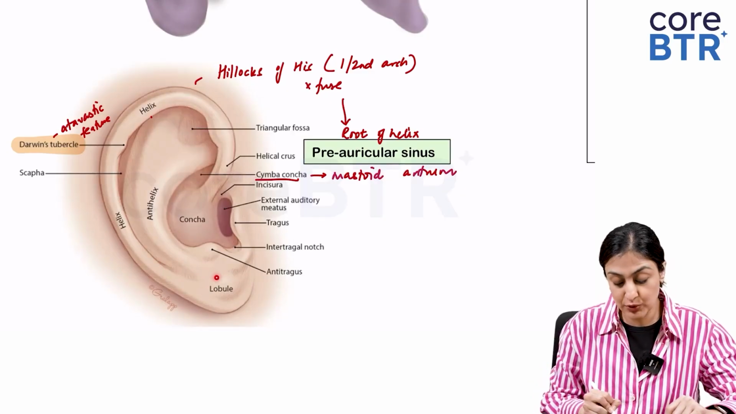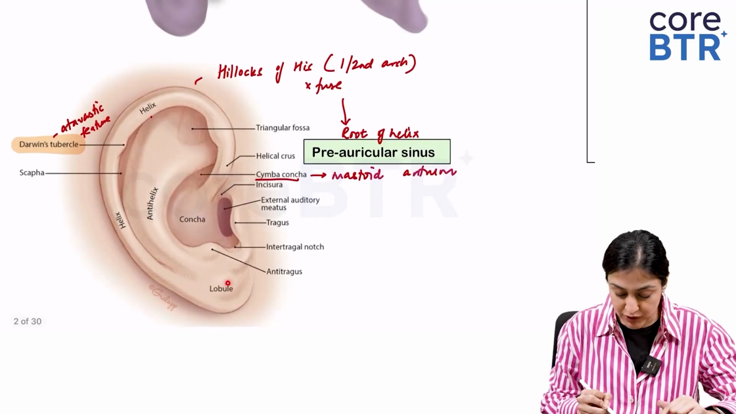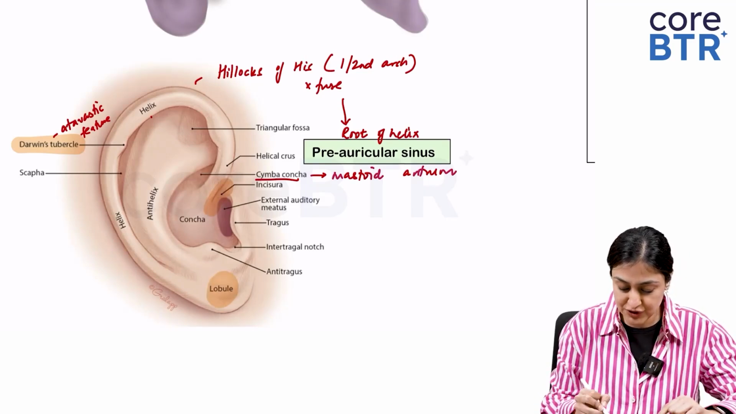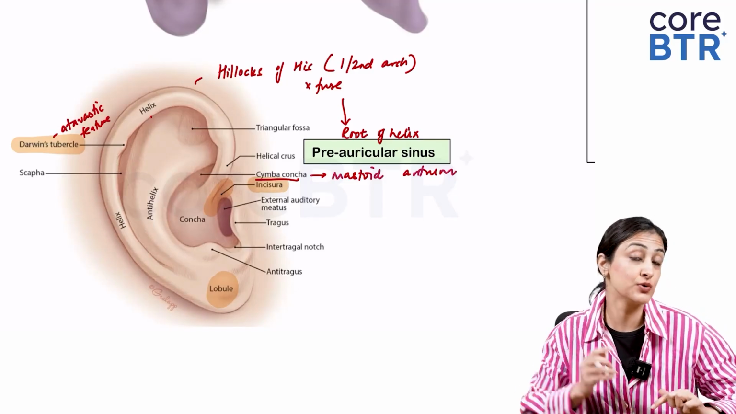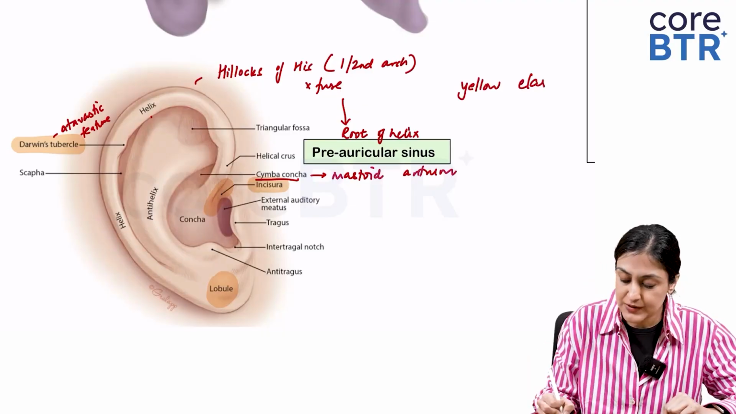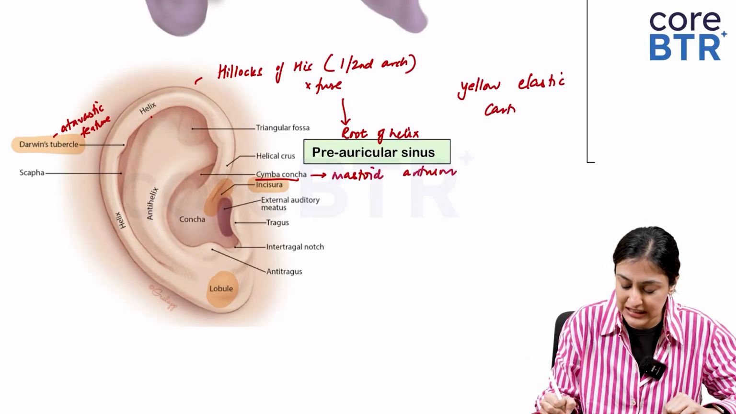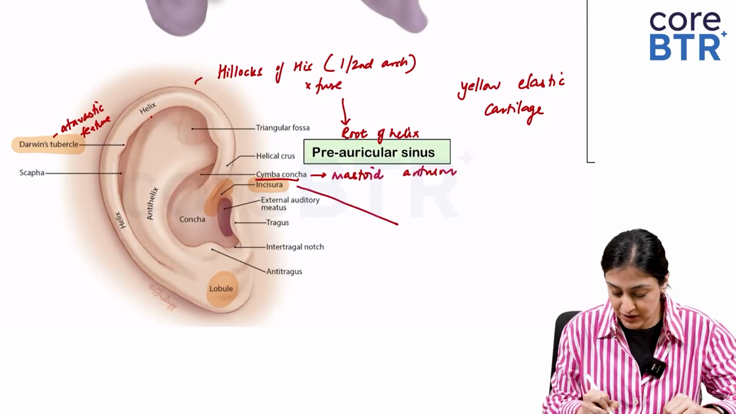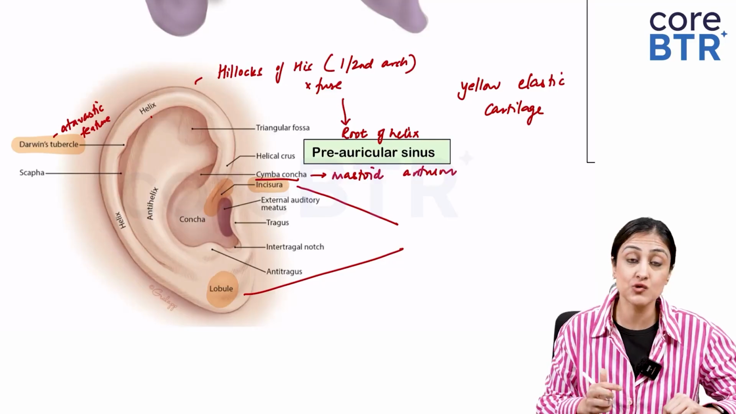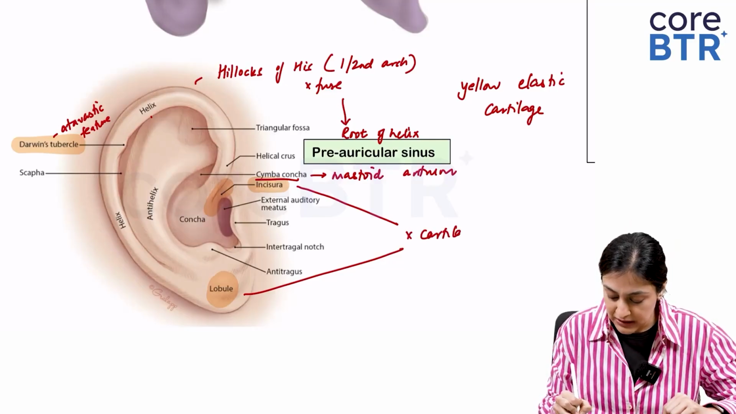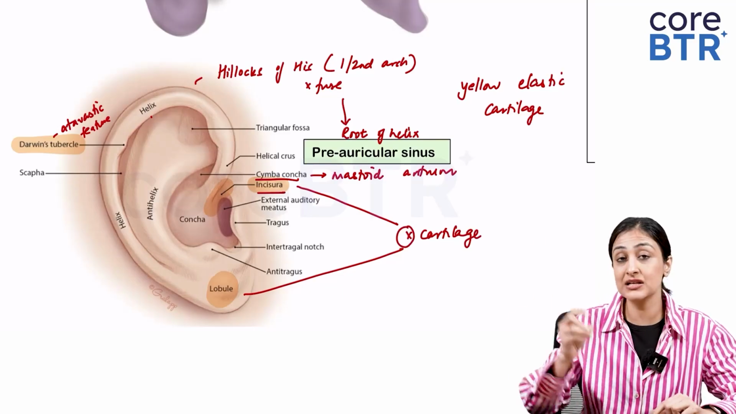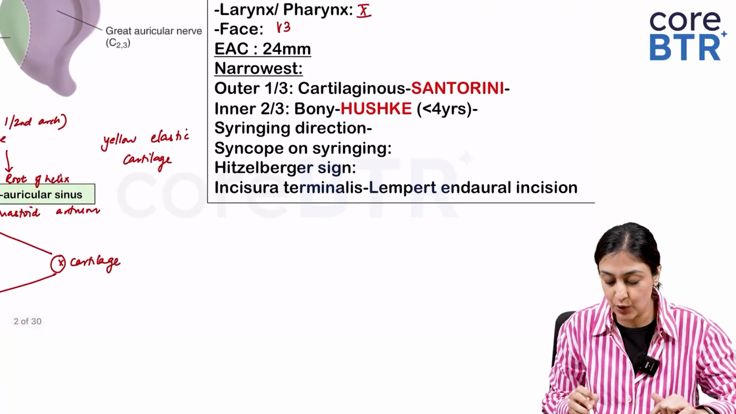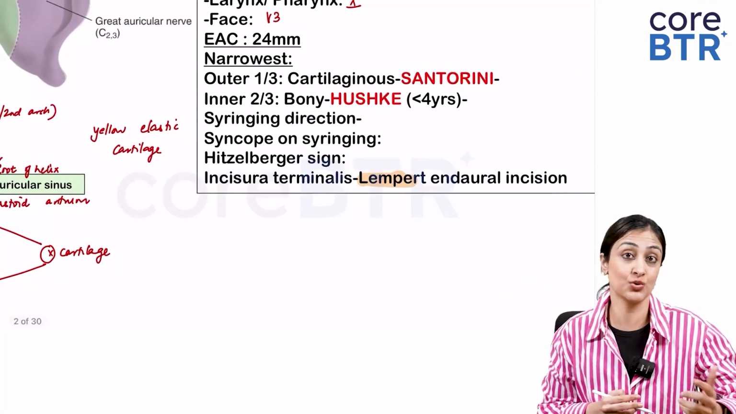Then what else? This is lobule. What's the significance of lobule and what is the significance of this part here, that is incisura terminalis? So the part that I have shaded, incisura terminalis and lobule. So your external ear pinna, it is one big piece of yellow elastic cartilage. The only places where this cartilage is lacking, incisura, lobule. Feel the lobule, it's soft, right? There's no cartilage here. The significance for incisura terminalis is we can give an incision here because there's no cartilage, and that is called as Lempert's endaural incision. So this is how you can access the ear.